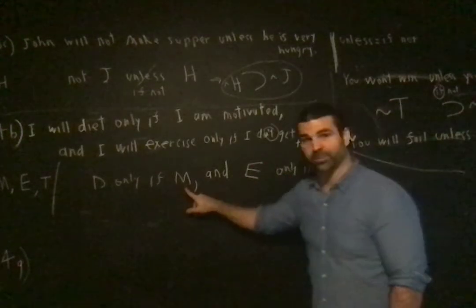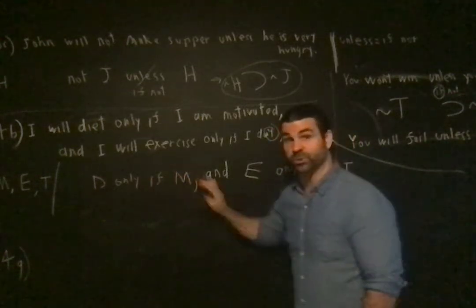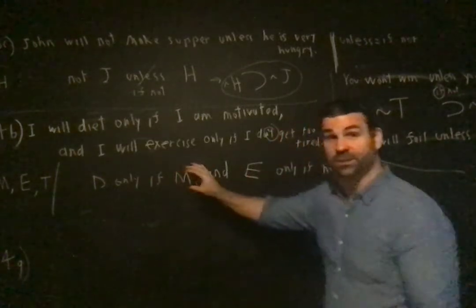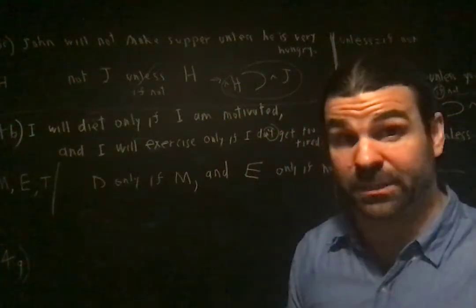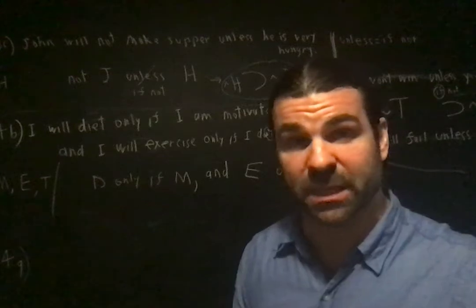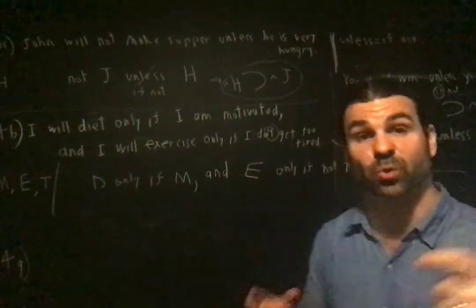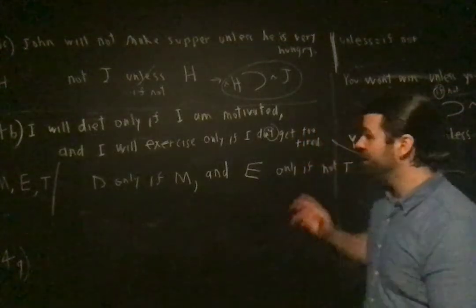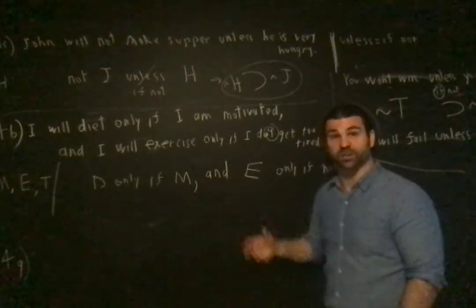Simple sentences have been replaced with their abbreviations, their capital letters. All the logical words which will receive symbols remain in English. Now I turn to the task of identifying the major operator, which is the same as discerning the overall logical form. So what's the major operator here? A comma gives it away. It's the and, so it's a conjunction.